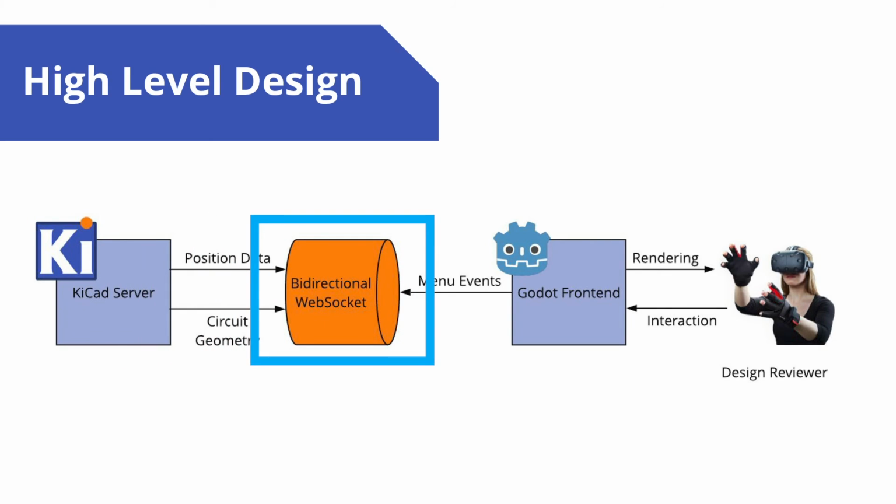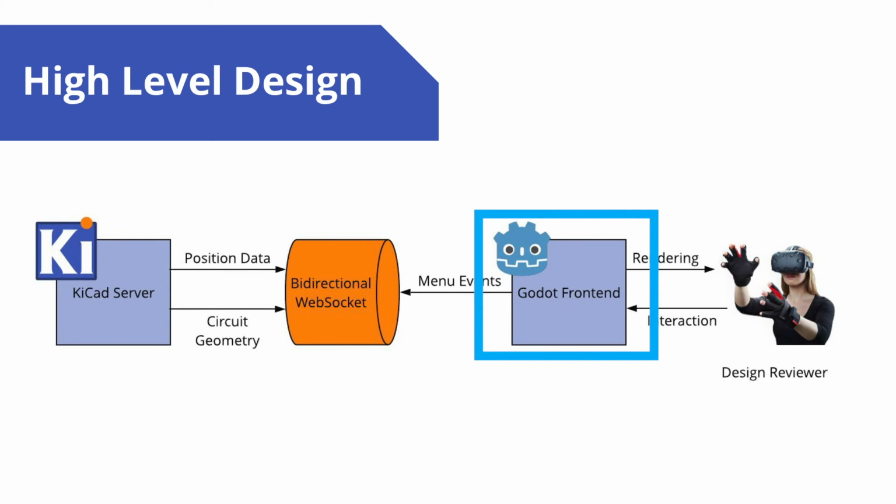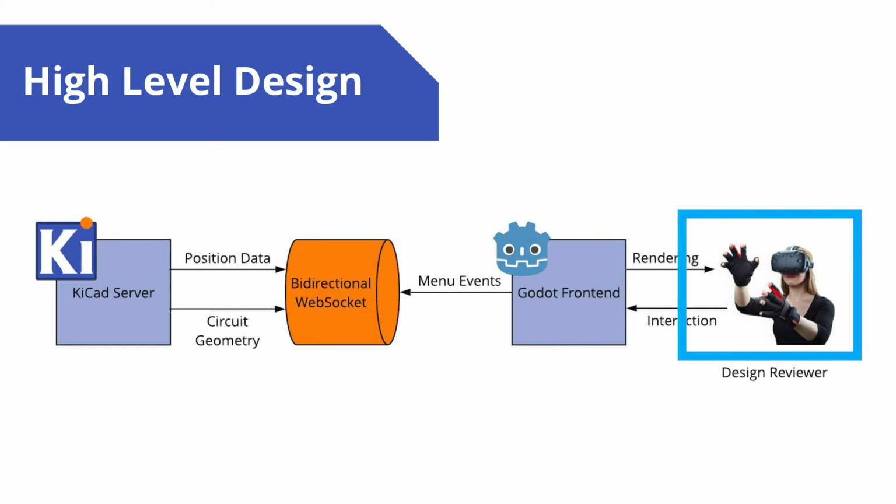We developed a modular inter-process communication schema. Our front-end is written in Godot and is responsible for translating events from KiCad into visual feedback in the user's VR headset, as well as accepting input from the handheld controllers and sending that to KiCad to process. I'll hand it back to Justin to talk about how we implemented these in the Godot engine.